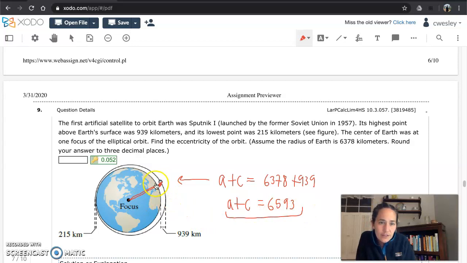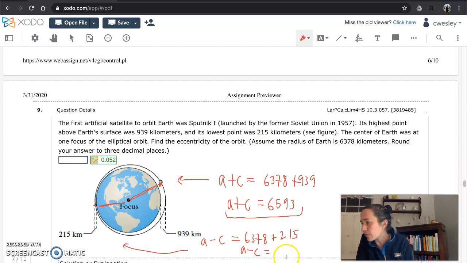The closest this satellite can be to the center of the Earth is, it talks about over here, only 215 kilometers away from the outside of the Earth. So it's going to be the radius of the Earth plus the 215. So the closest the satellite could be is perihelion, A minus C. A minus C is going to equal the radius of the Earth, still plus, and then the 215 instead of the 939. And you get A minus C equals, we add those up, and you get 65.